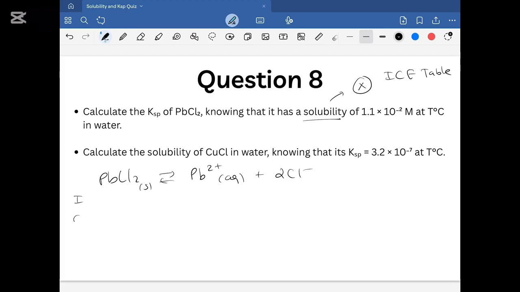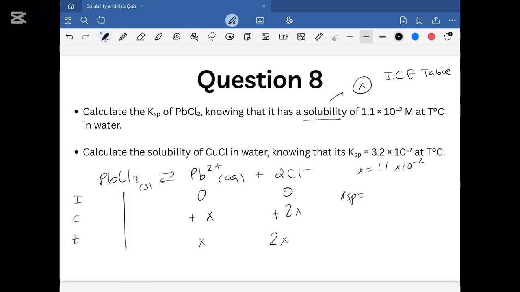I'm going to use an ICE table. So since it's a solid, I'm going to ignore this part. I'm going to put 0 over here, 0 over here, because we don't have ions at the beginning. The ions are going to increase, so we're going to have plus X over here and plus 2X over here. And then we know that X is equal to 1.1 times 10 to the power of minus 2.